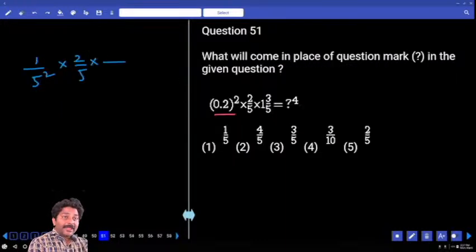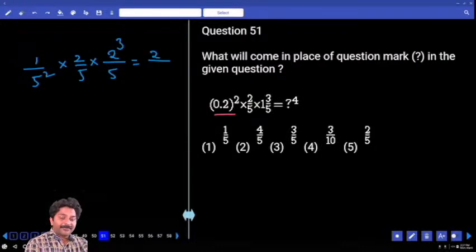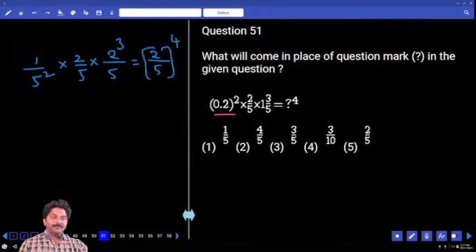Into 8 by 5. 8 we can write it as 2 cube only. The entire number is 2 power 4 by 5 power 4. That is 2 by 5 to the power of 4. Base value 2 by 5, final answer. Yes.